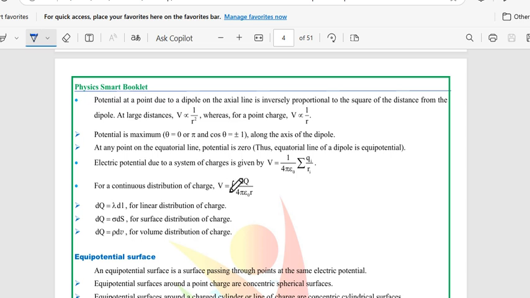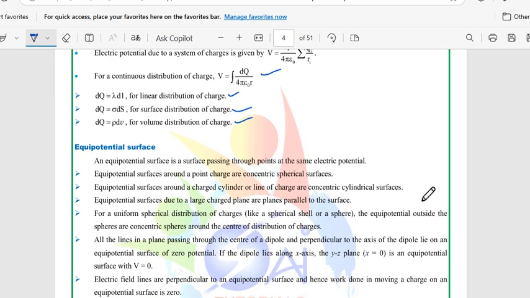And another concept, that is, for continuous distribution of charges, V is equal to line integral of dQ divided by 4 pi epsilon naught into R, where dq is for the linear distribution of charge, for surface distribution of charge, and for volume distribution of charge. Okay.